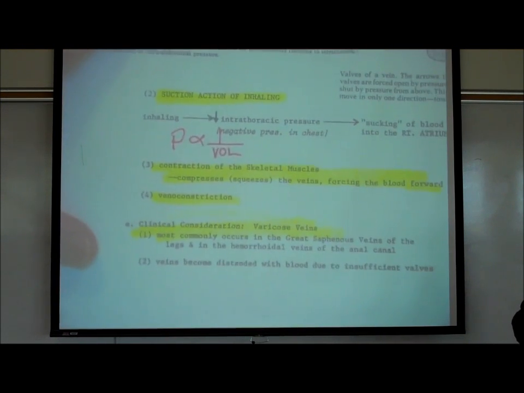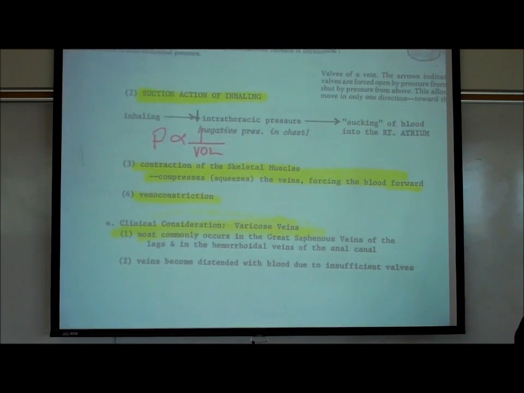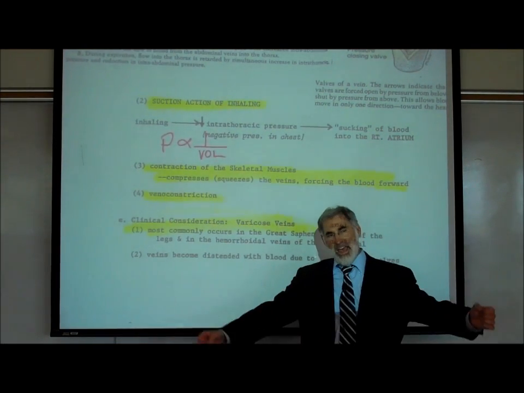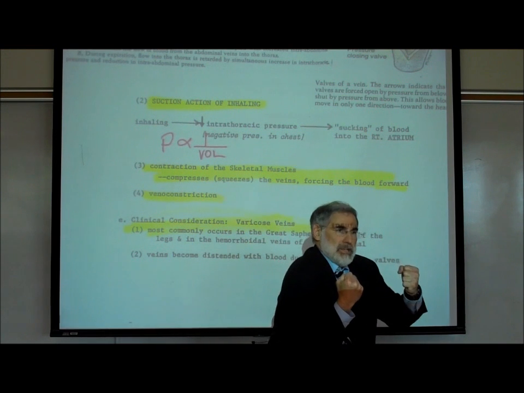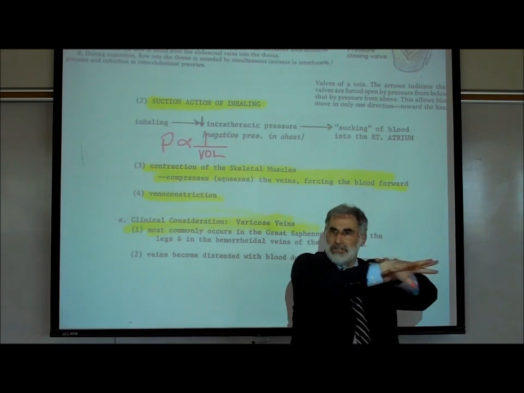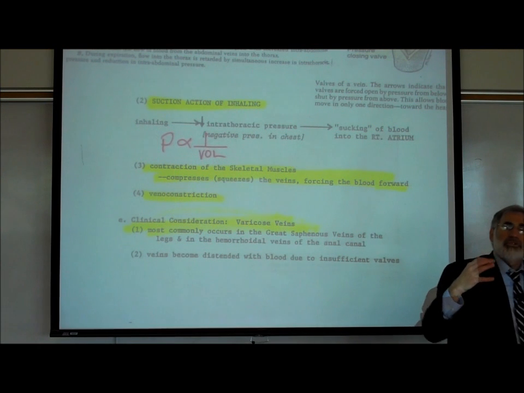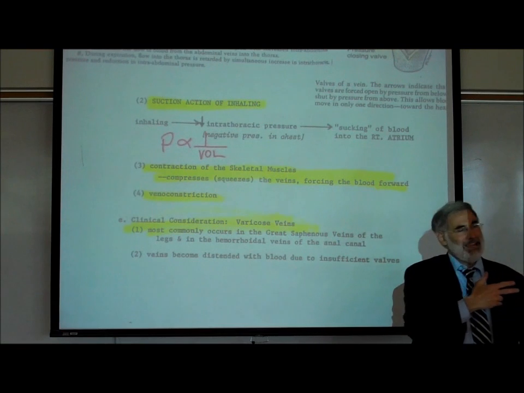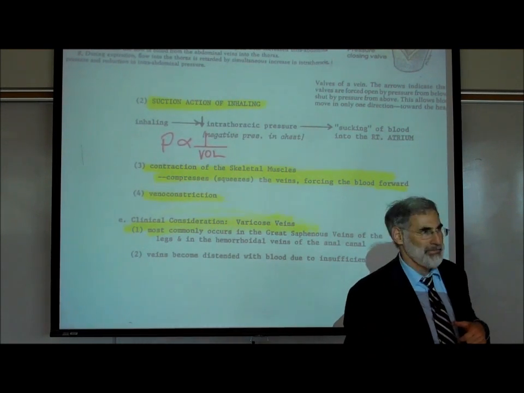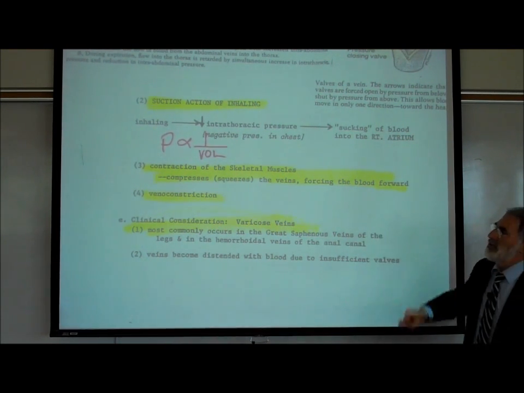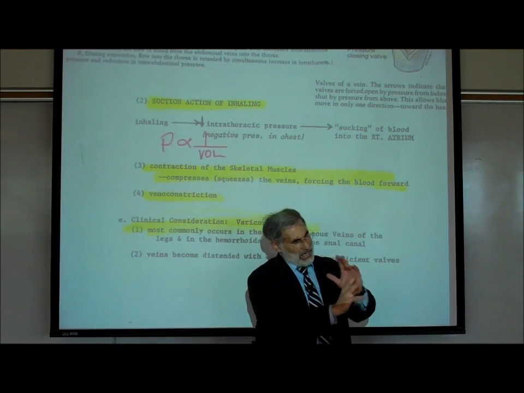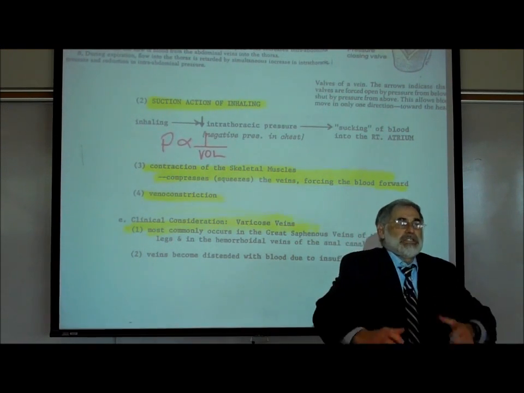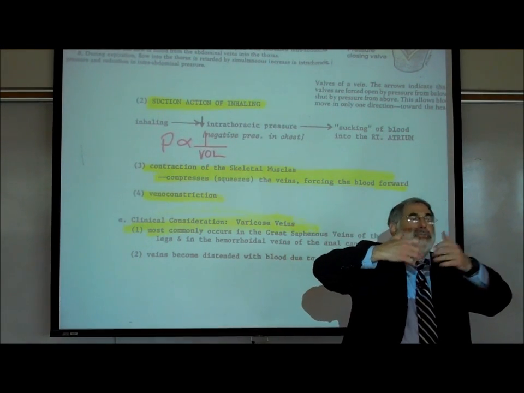Another thing that helps affect venous return is contracting our muscles. Haven't we learned that when we contract a muscle, it squeezes all the little blood vessels within it? And squeezing the vessels within a muscle, the blood flows forward. It can't go backwards because of valves. And finally, venoconstriction. The veins are controlled by autonomic motor neurons, and when they constrict, it squeezes the blood towards the heart. Again, we talked about this earlier.